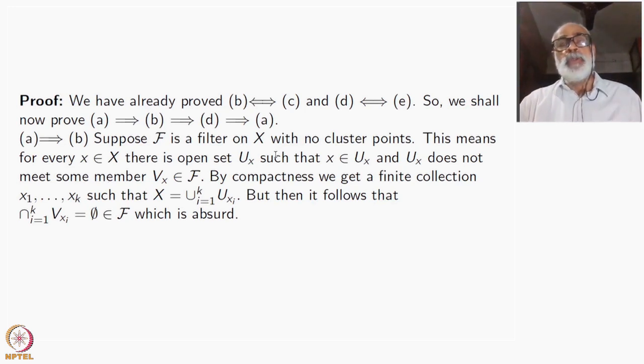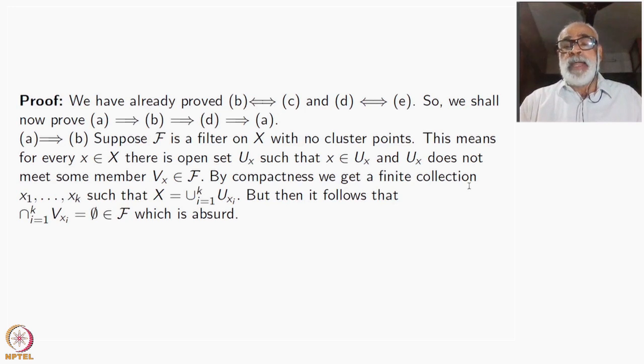Suppose F is a filter on X with no cluster points. Then I have to show that X is non-compact. Okay, so that is the contrapositive of A implies B. This means that for every x inside X, there is an open subset Ux such that x is inside Ux and Ux does not meet some member Vx of F. If every neighborhood meets every member, then you are done. So there is one member here and one member here which do not meet; that is the negation of F having cluster points. For every x, one member Ux, a neighborhood of x, and Vx, a member of F. They do not intersect, they do not meet.